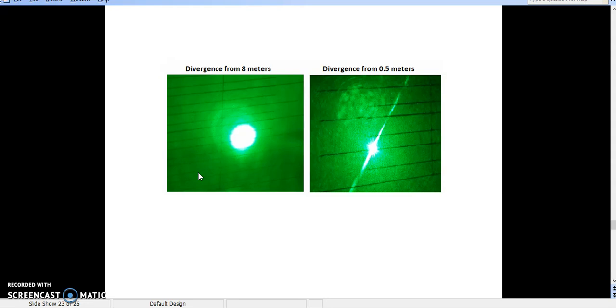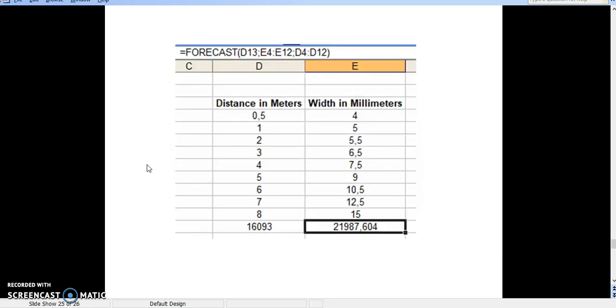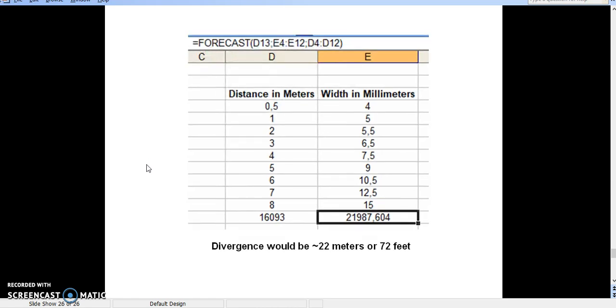So, for those who hadn't noticed, this is the divergence between 8 meters and 50 centimeters, and that's quite a lot already. But how about Daryl's test over 10 miles? He actually tested over 10.3 miles, I think, but let's just look at 10 miles. Now, I measured in meters, so 10 miles is 16,093 meters. So I put my measurements in a graph, and then I used a forecast calculator in Excel to calculate what the diameter of the laser beam would be at 10 miles. 21,987 millimeters, or nearly 22 meters, or 72 feet. The laser beam at 10 miles distance would have a diameter of 72 feet, Daryl.